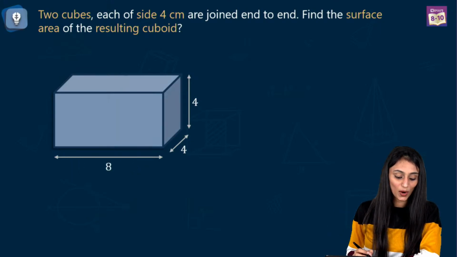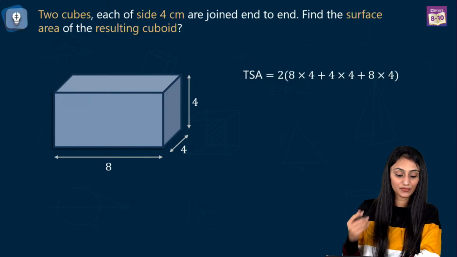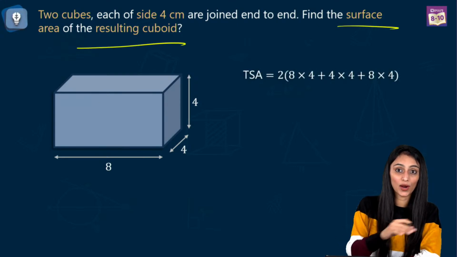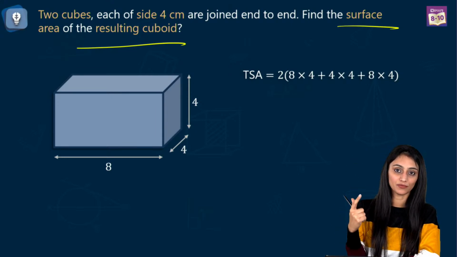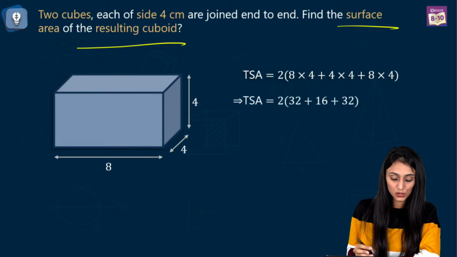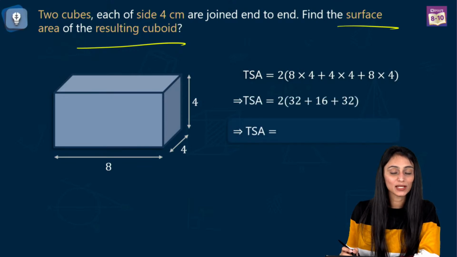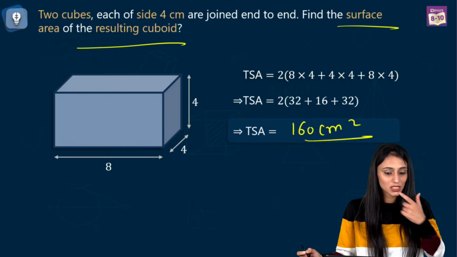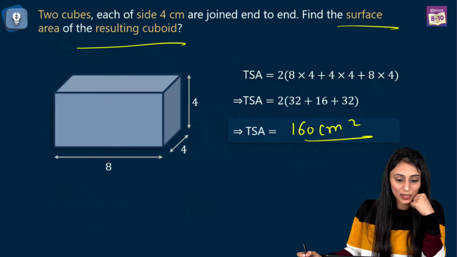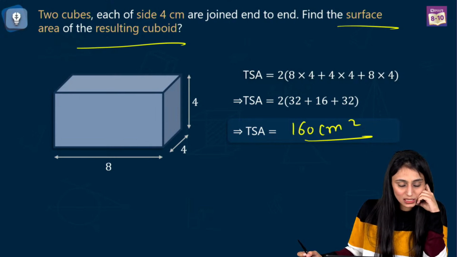Alright, so we have a cuboid over here with length 8 and width 4 and height also 4. So total surface area of the resulting cuboid, we are considering all the 6 surfaces. So we'll find out the total surface area. Put the formula, substitute the values. What do you get? You get 2 times 32 plus 16 plus 32. That's going to be 160 centimeter square. I could see students were writing 180 centimeter square. Yes? Answer is 160.